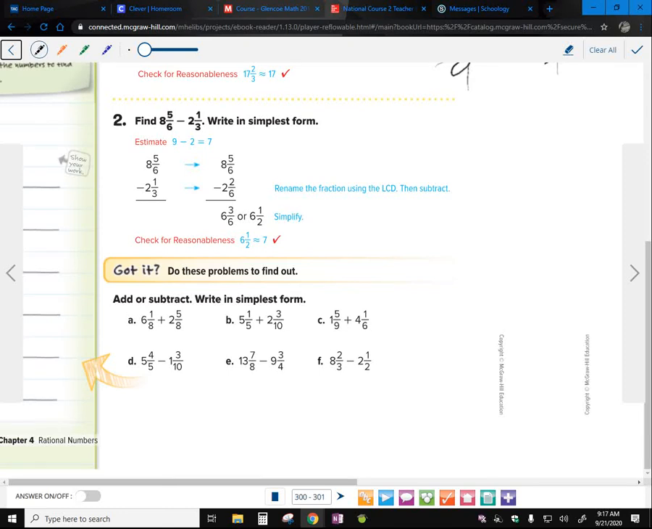Find 8 5/6 minus 2 1/3. We have to find the common denominator between 6 and 3. It's just 6. So we have to multiply the fraction of 2 1/3, the numerator by 2, and the denominator by 2. So we get 8 and 5/6 minus 2 and 2/6. 8 minus 2 is 6. 5/6 minus 2/6 is 3/6. It simplifies to 6 1/2.